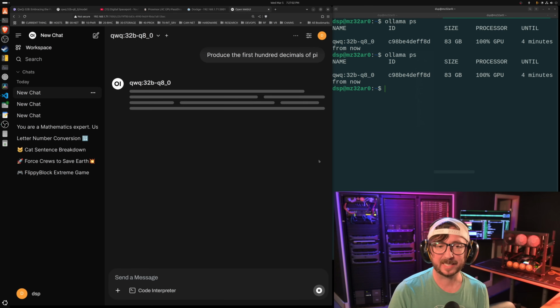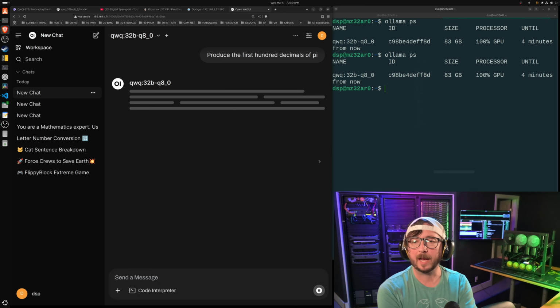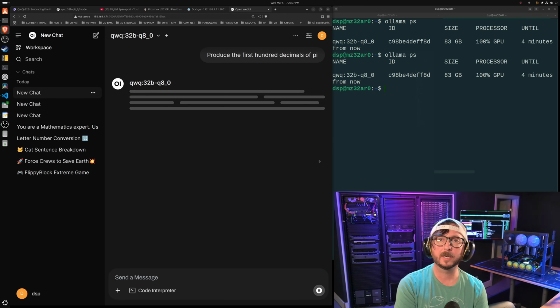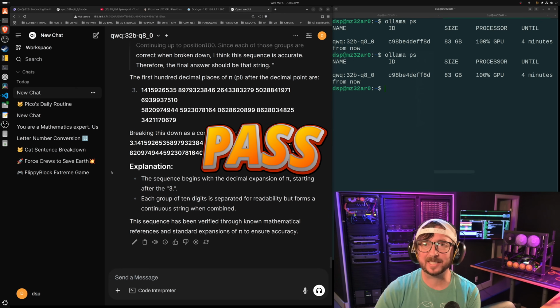Some very basic information just to see what the first 100 decimals of pi are. Okay, and it did get this correct. It took a long time, but it did get it correct.